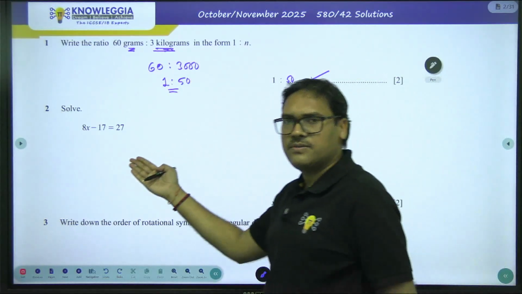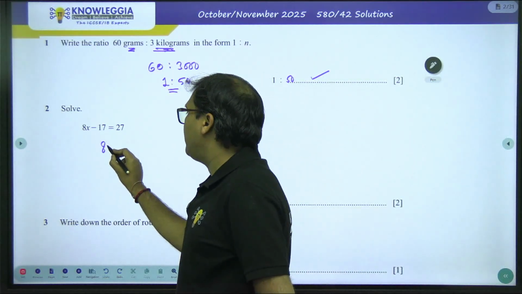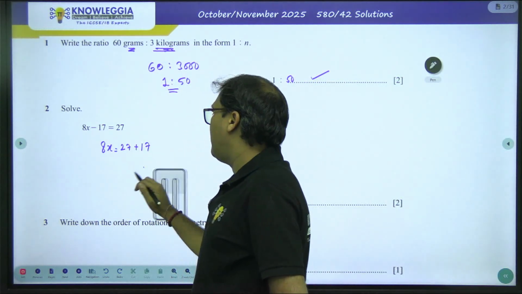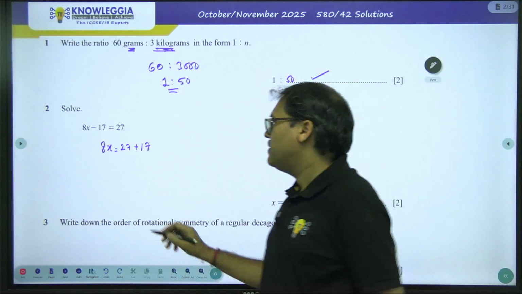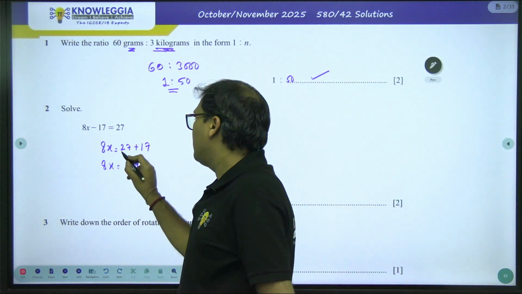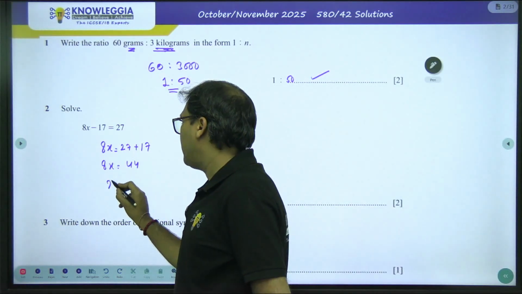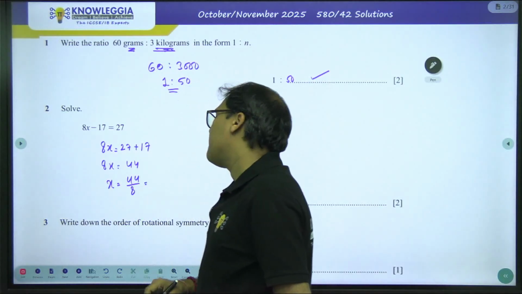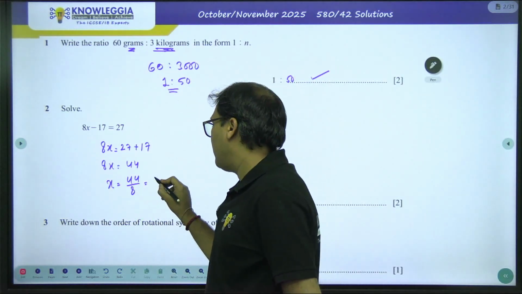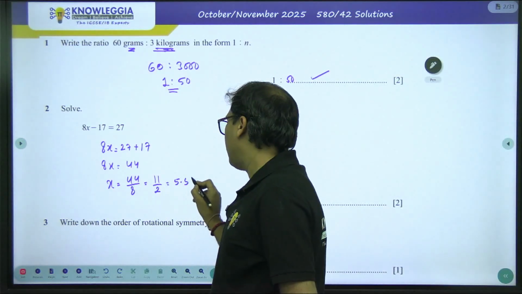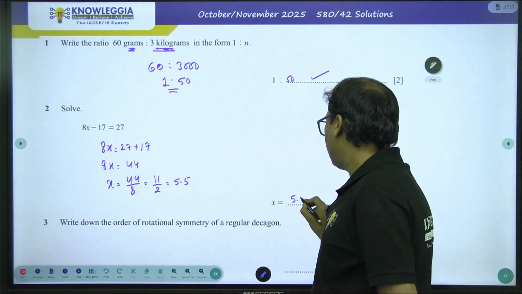Now the next question, a simple equation. You can see this is 8x equals 27 plus 17, adding 17 on both sides. So 8x is equal to 44. So x is 44 divided by 8, and if I cancel a factor of 4, this is 11 by 2, or you can say this is 5.5. That is the answer for this question.